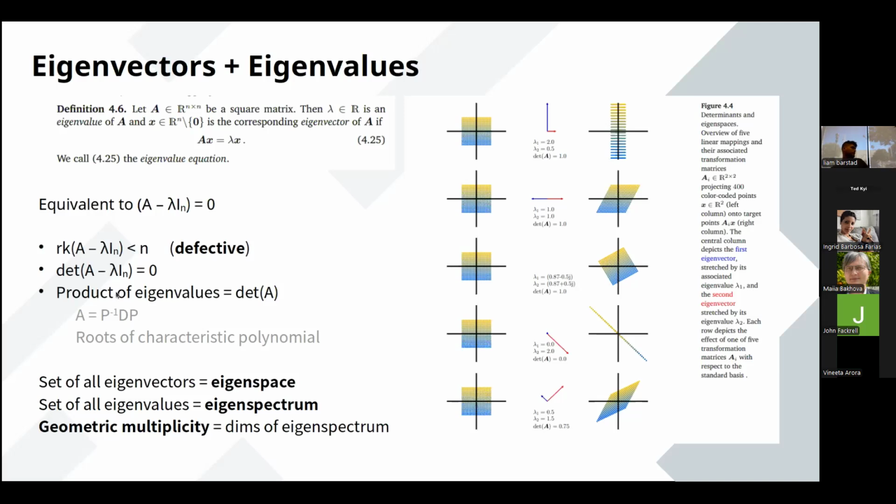Another identity that they gave in the book was that the product of all the eigenvalues equals the determinant of A. Now I had to think about this for a second, like why is that the case? But it goes back to something very crucial and fundamental: similar matrices have the same determinant, they have the same eigenvalues, and they have the same eigenspace, I believe, yes.